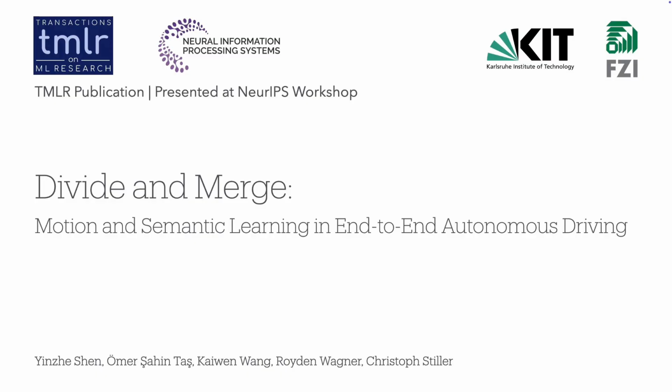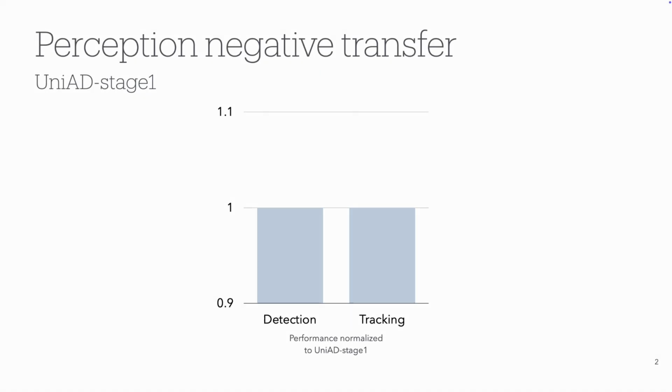Specifically, while end-to-end training improves prediction and planning, it actually hurts the performance of fundamental tasks like object detection and tracking. Let's take UniAD as an example. It uses a two-stage training process. Stage 1 trains only the perception modules, while Stage 2 trains all modules end-to-end. When we normalize the perception performance to Stage 1, we observe a significant degradation during the second stage.